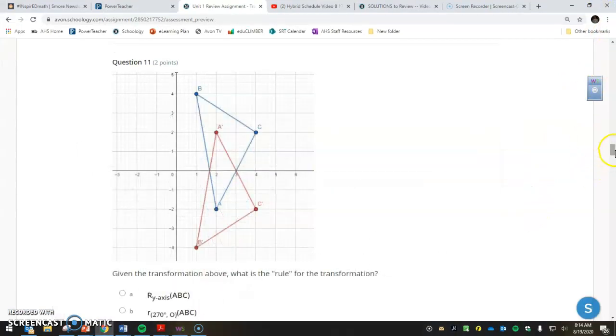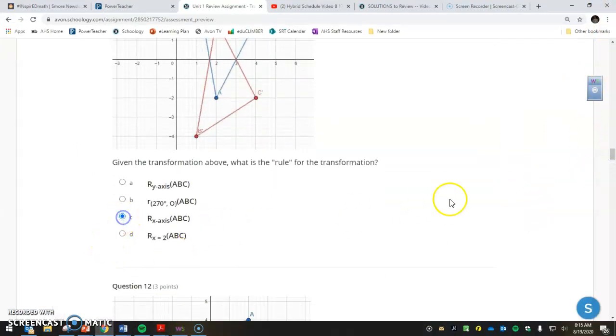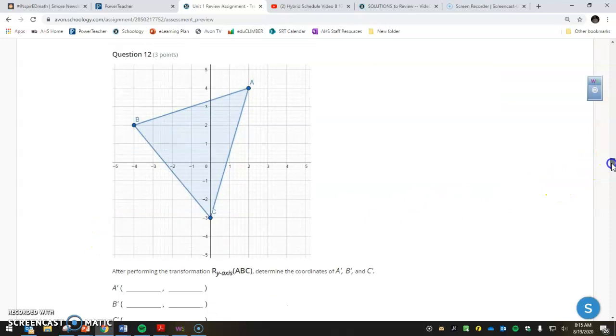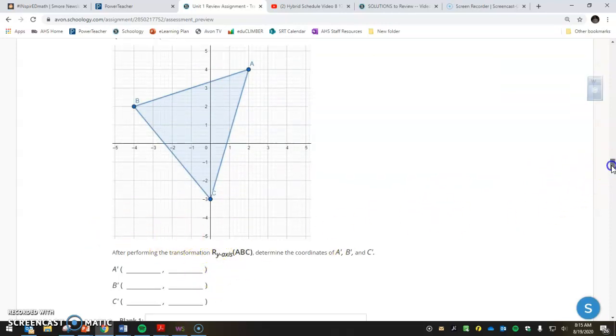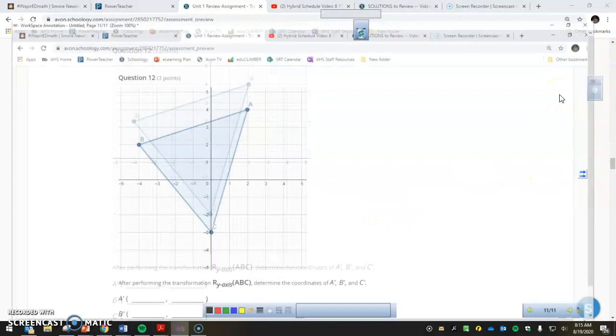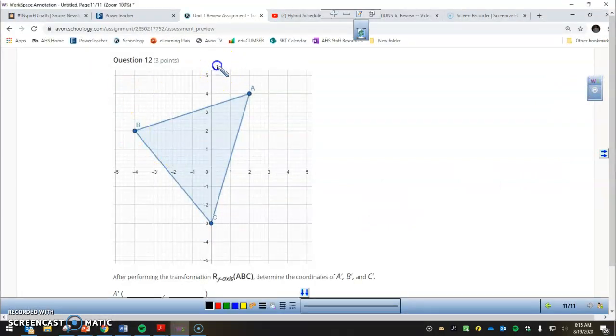Question 11. And question 12. Again, these are going to be the more challenging ones because we have the fill in the blanks, so make sure you take your time with these ones especially. Here we have a reflection over the y-axis. So the y-axis is the vertical axis here. So we're going to flip over this axis.